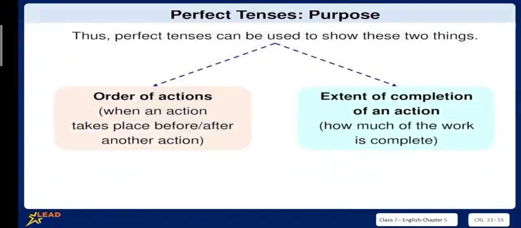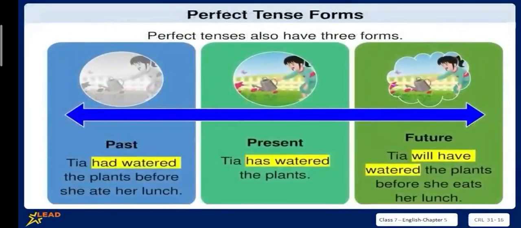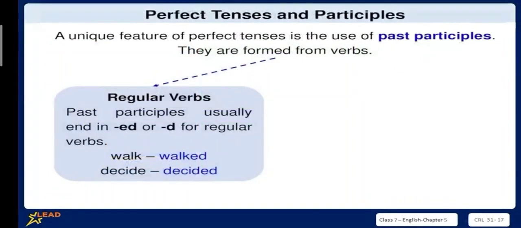So, to recap, these are the two purposes of perfect tenses: to show the order of action, when, and to show the extent of completion of an action, how much. It is important to note that just like simple and continuous tenses, perfect tenses also have three forms: past, present, and future. In these sentences, the verb water has been used in the three forms: had watered, has watered, and will have watered.